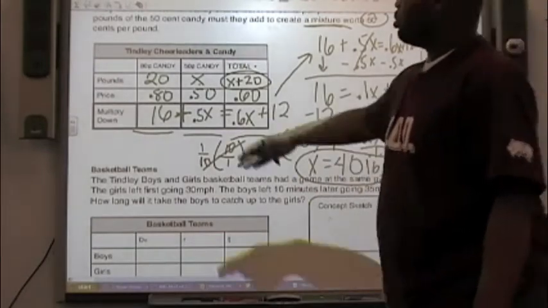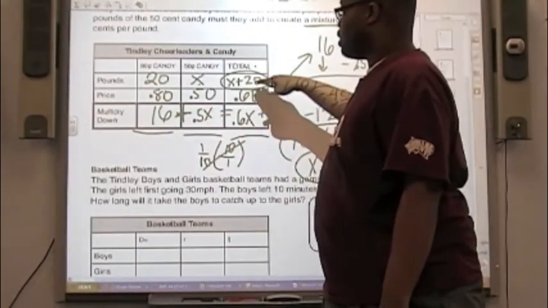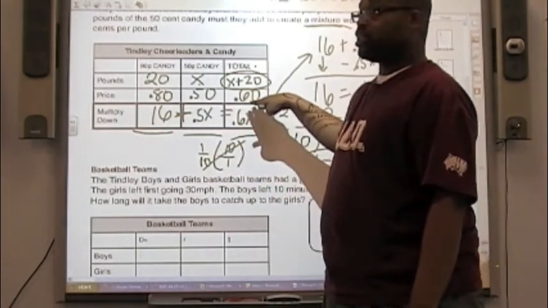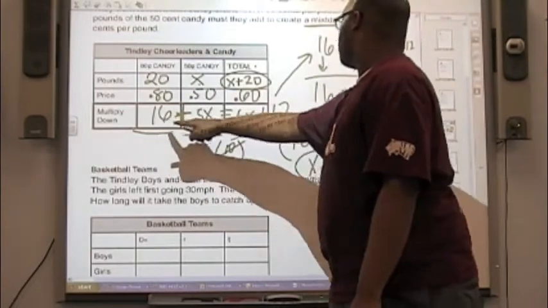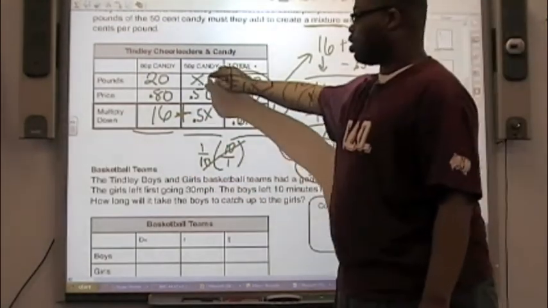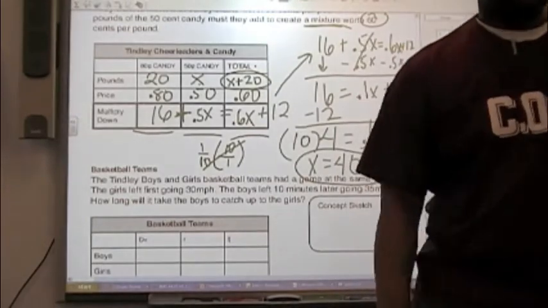Just to recap, 20 pounds plus x pounds is x plus 20. 80 cents for here, 50 cents for here is going to equal 60 cents here. Multiply down, create your equation from that information, solve for x. X is what we were looking for, 40 pounds.